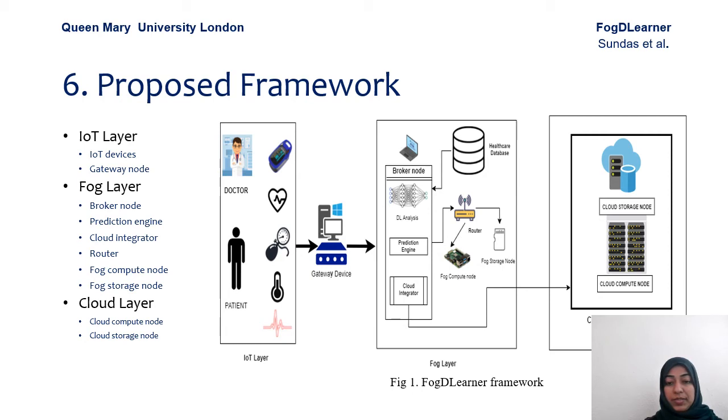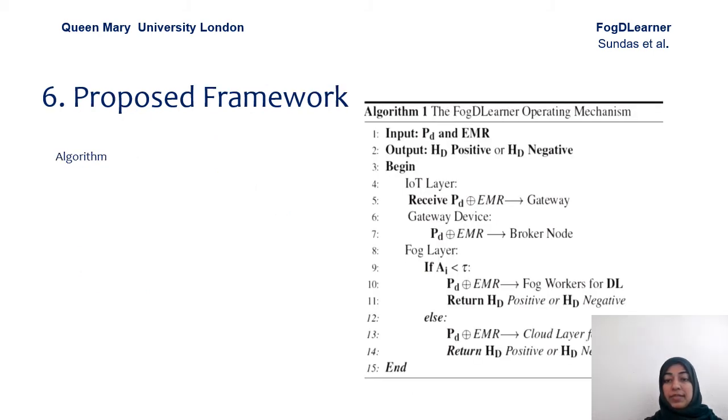Cloud integrator, on receiving the data and tasks from the prediction engine, sends the data and tasks to the cloud layer. Cloud layer has two nodes: storage node and compute node. The task is received at the compute node, and it will process and analyze the data and predict the result whether a patient has heart disease or not. Cloud storage node is used to store the data. This is the operating mechanism of our proposed framework.